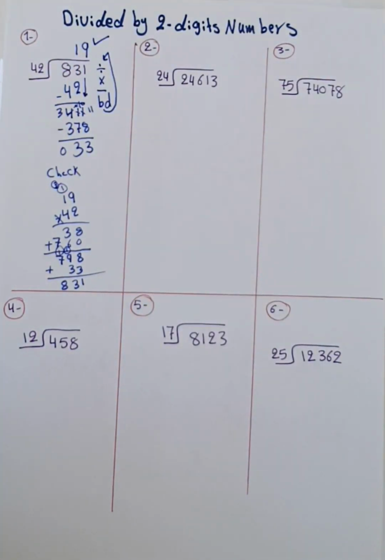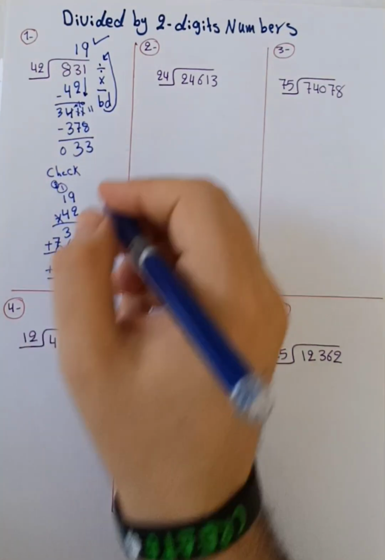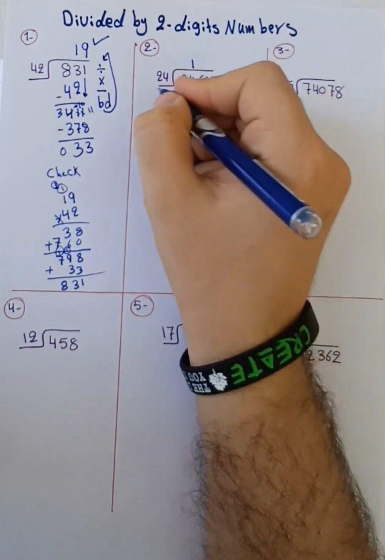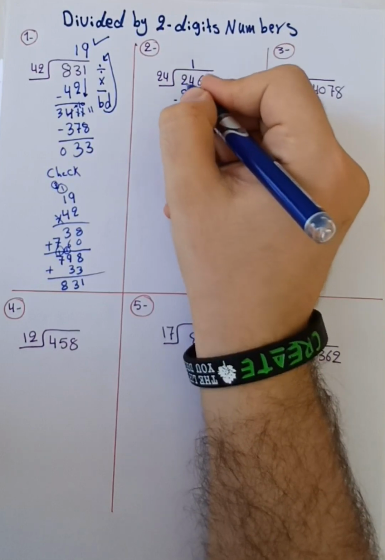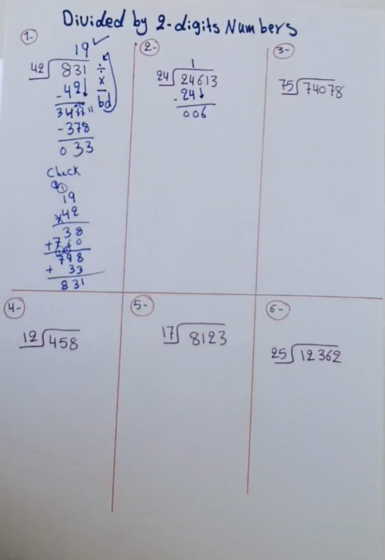Example number 2, we have 24,613 divided by 24. First we have divide. 24 divided by 24 is 1. 1 times 24 equals 24. 4 minus 4 is 0. 2 minus 2 is 0. We have to bring down 6.